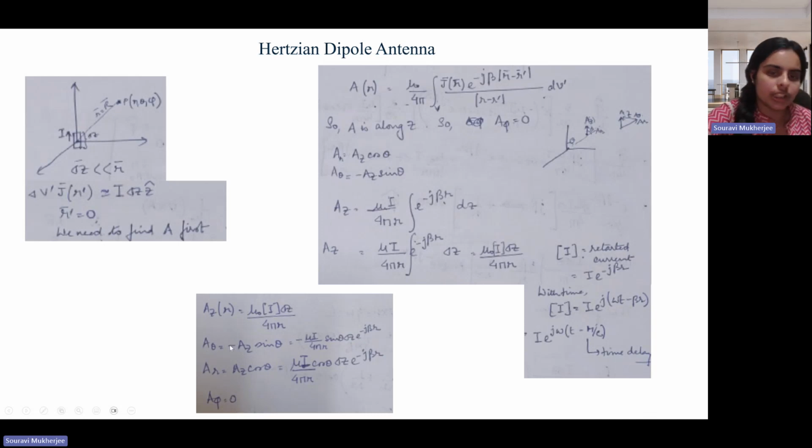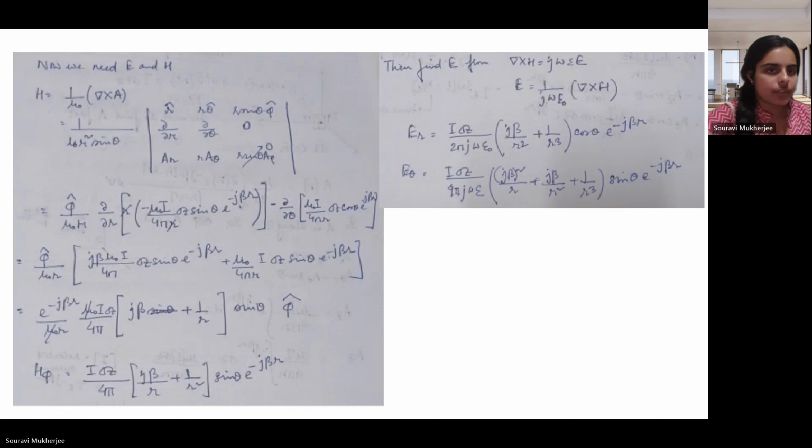So now you know the components of your vector potential in the spherical coordinate system, right? We want to find E and H from that, right? A is not of importance. What we finally need is your field intensities. So now you use this relation that B is equal to curl of A, so H is equal to 1 by mu naught curl of A. And this is just the expression for your curl. And if you do all the calculations, these are just calculations, you get something like this.